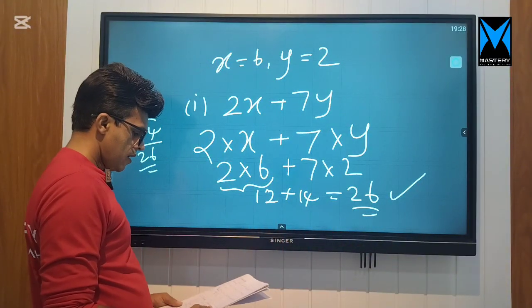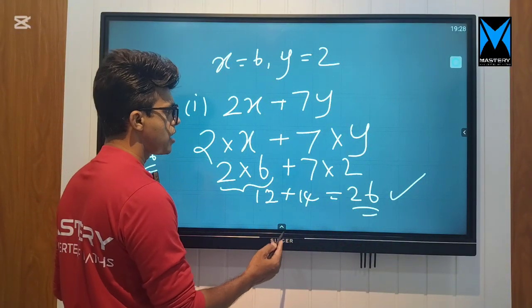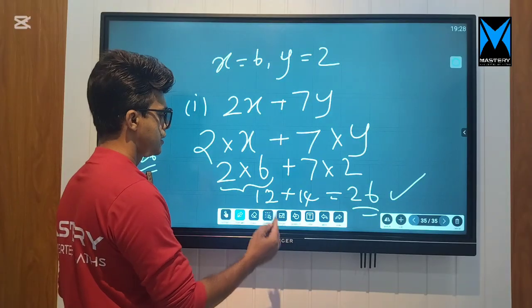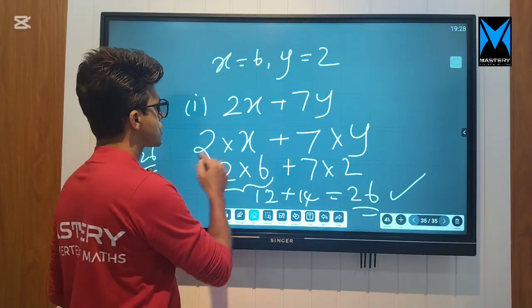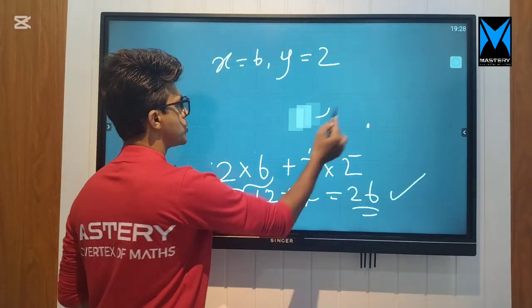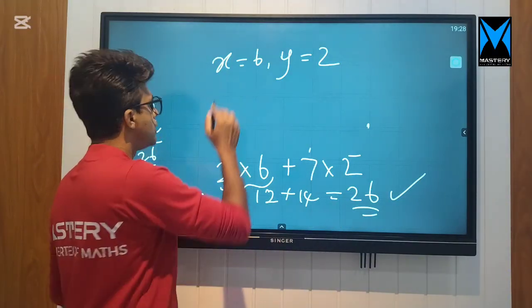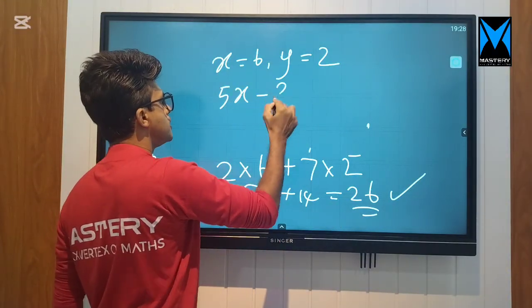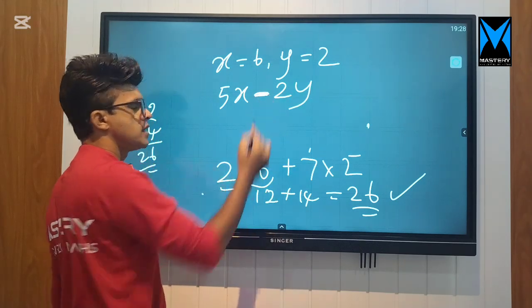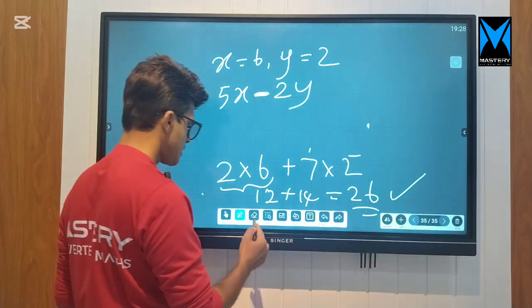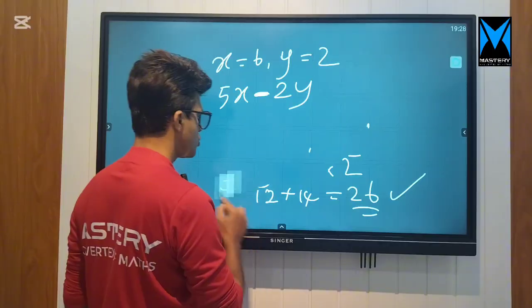Okay, so how can you do this type of one? Are we able to do this type of one? You could pause the video and you could learn this. So therefore I am cleaning this part. Then 5x minus 2y. Here it is subtraction. How do you do this type of one?